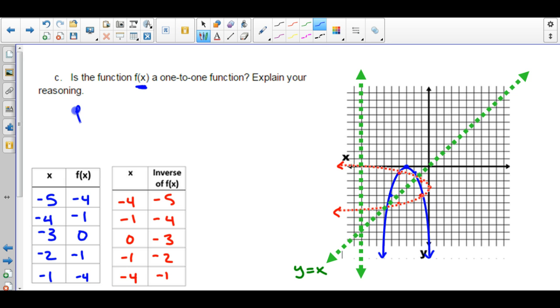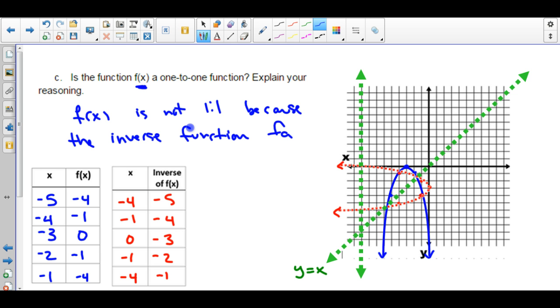So I'm going to say f of x is not one-to-one because the inverse function fails the vertical line test. And I'm just going to say VLT again. So it fails the vertical line test. Now, if this were a justification question, I'd really want you to go in depth on telling me why this sideways parabola fails the vertical line test.